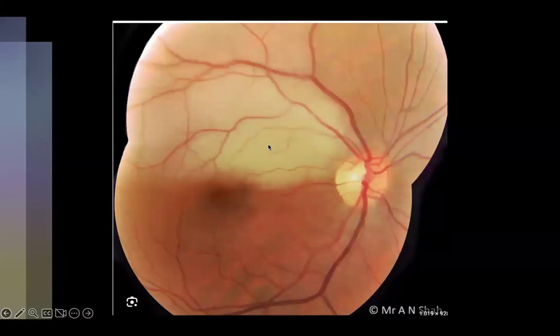This is a branch retinal artery occlusion, where the superior branch of the retinal artery is occluded, but the inferior part is nice and healthy, very well perfused. The superior part is blocked. You see the white edematous pale retina. So they get a partial loss of vision. When there's a superior retinal artery occlusion, you get an inferior visual field defect.